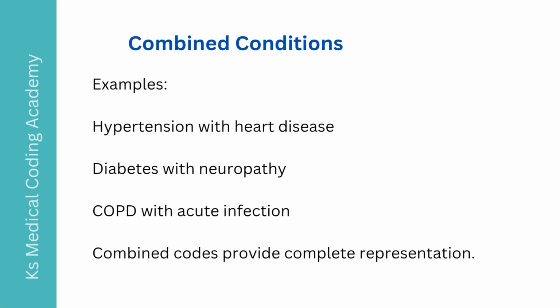Combined conditions. Some diseases are listed as combined conditions in ICD-10 because they often occur together. Examples include hypertensive heart disease, COPD with acute bronchitis, and diabetes with kidney complications. Combined codes simplify documentation but require coders to confirm the relationship.